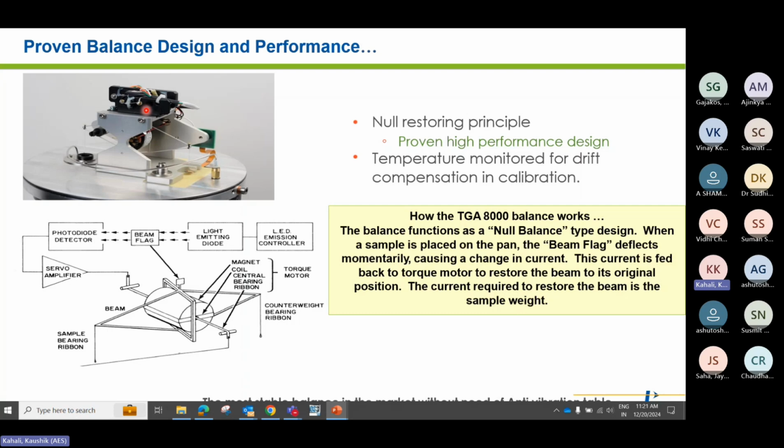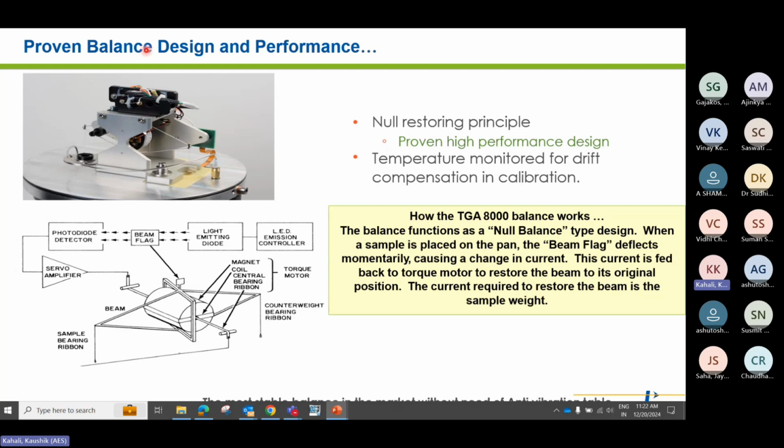So this is the balance part, which is the core for any TGA, not only a TGA 8000. If you are working with any other TGA, the very, very important part is the balance, and that will define the sensitivity of the system. Because here we are only measuring the change in the weight of the sample, nothing else. That may be in terms of absolute mg value or the weight percentage loss from 100%, how much percent is being lost. For that purpose, the measurement is done by this balance. So balance sensitivity, balance construction, and balance durability are the most important parts of any TGA instrument.